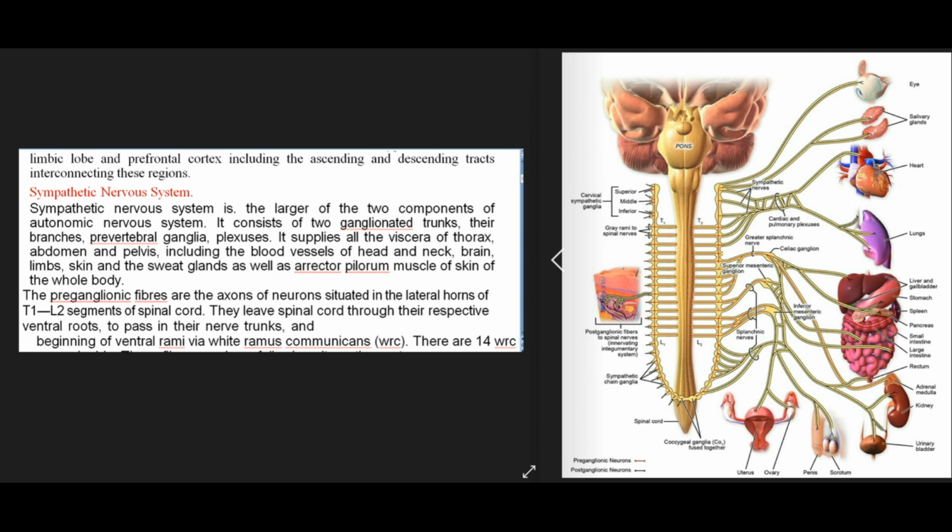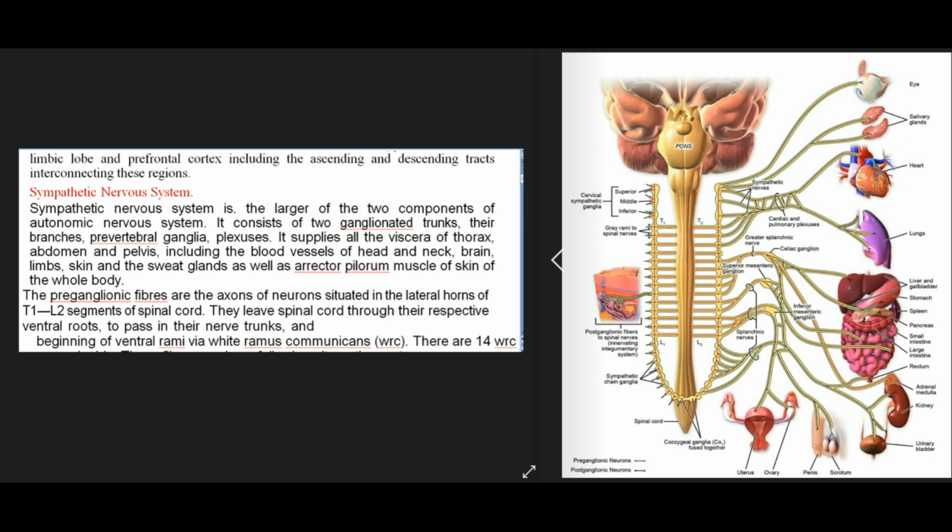Sympathetic nervous system. Sympathetic nervous system is the larger of the two components of the autonomic nervous system. It consists of two ganglionated trunks, their branches, prevertebral ganglia, and plexuses. It supplies all the viscera of thorax, abdomen, and pelvis, including the blood vessels of head and neck, brain, limbs, skin, and the sweat glands, as well as the arrector pili muscle of skin of the whole body.